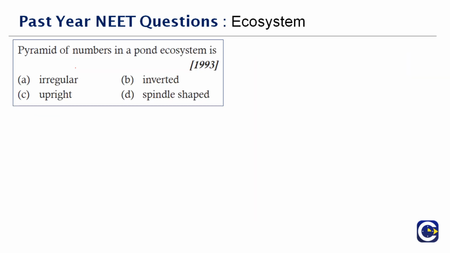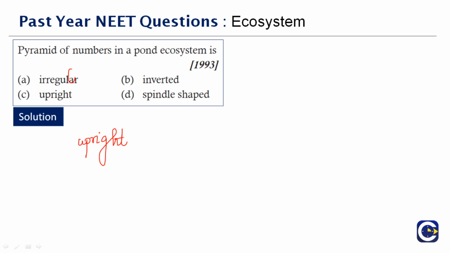Next question here. Pyramid of numbers in a pond ecosystem is dash. Okay, how will it be? Now, the pyramid of numbers in a pond ecosystem is always upright, showing the number of individual organisms at each level. This number then shows a decrease towards the apex. Primary consumers are lesser in number than the grasses. The secondary consumers are lesser in number when compared to the primary consumers. But in general, what you have to remember is, the pyramid of number in a pond ecosystem is always upright.